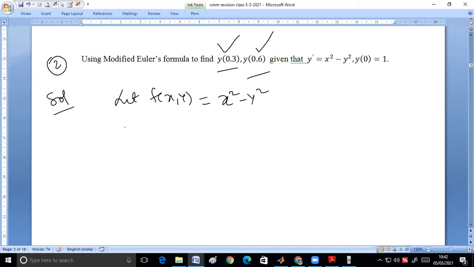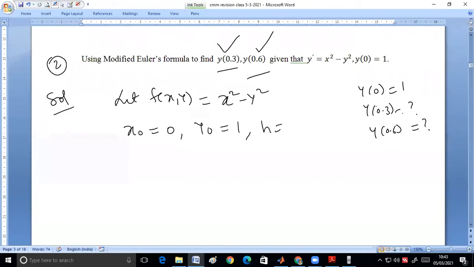Now what is the initial approximation? Like our Euler's method, the initial approximation is x naught is 0, y naught equals 1. h is the increment. Here y of 0 is given. We have to find y of 0.3 and also y of 0.6. Now observe the increment is 0.3, here also 0.3. So h equals 0.3. This is entirely step 1.